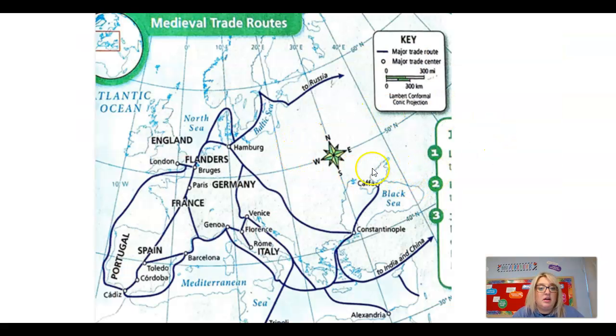This is just a map of the medieval trade routes that we're going to be talking about. So we see the white circles like here and Constantinople and London and Paris and Venice and Cordoba. Those are all major trade centers. So that's where you're going to find those big markets and all of the merchants and all of the people coming from all these places to trade. And then these blue arrows are the routes, and you can see the arrows that show in which direction they are going.